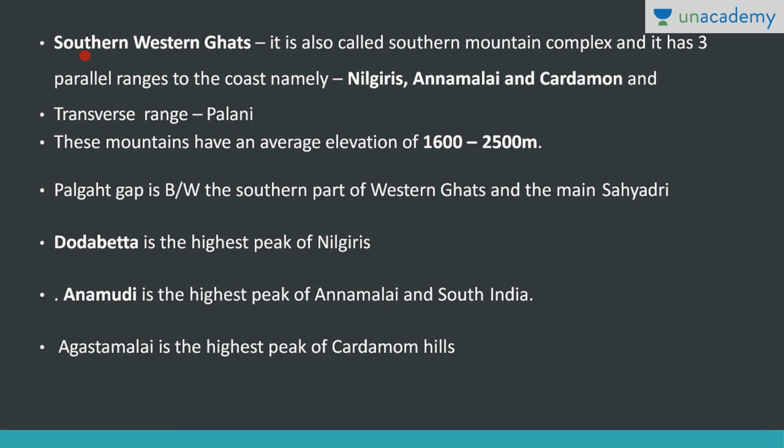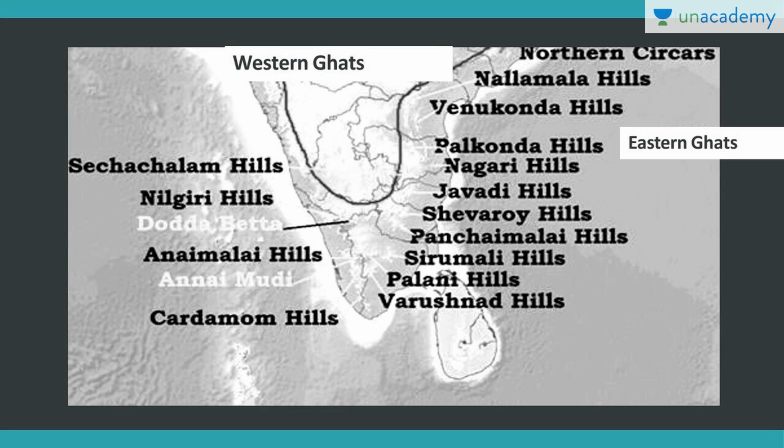Now the third one, that is southern Western Ghats. It is also called the southern mountain complex, right? And it has three parallel ranges and one transverse range. The three parallel ranges are Nilgiri, Annamalai and Cardamom. Now you can see it here. This is Nilgiri, then this is Annamalai, and this is Cardamom. So these are three parallel ranges, and one transverse range is Palni Hills here.